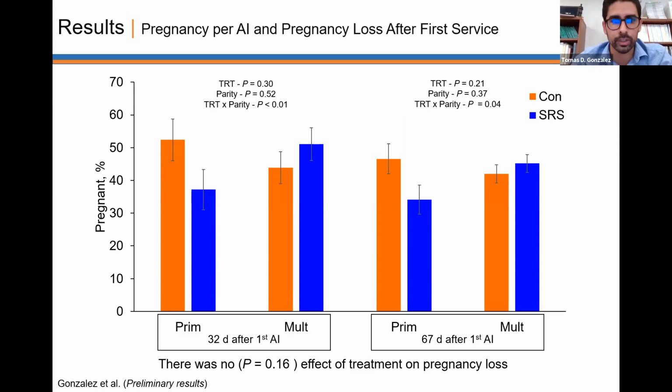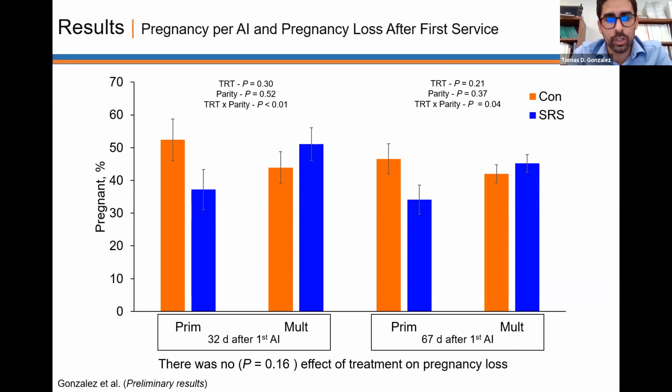So this is our first service results. On the left side, on the y-axis, you have the percentage of pregnant cows. Again, with the same colors, the orange one is going to be the control cows, the blue is going to be the study group. Here, the first two columns are going to be primiparous cows, and this is going to be 32 days. The second part, we're going to have the multiparous cows with the same colors and the same 32 days. So we split in two.